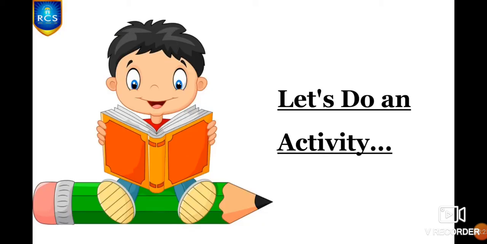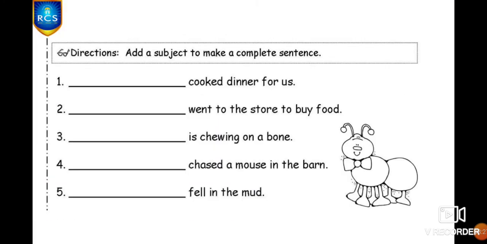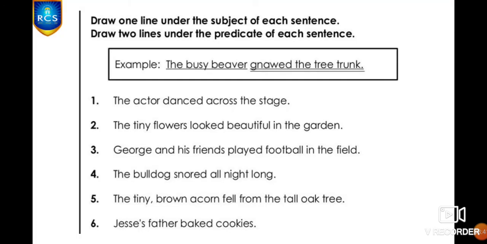And now let's do an activity. Add a subject to make a complete sentence. You have to add a subject in the blanks to make a complete sentence. And draw one line under the subject of each sentence and two lines under the predicate of each sentence. From these sentences, you have to find out the subject and predicate. Okay, children? Can you do it? After completing this activity, you can post it in grade 4 English Google Classroom.